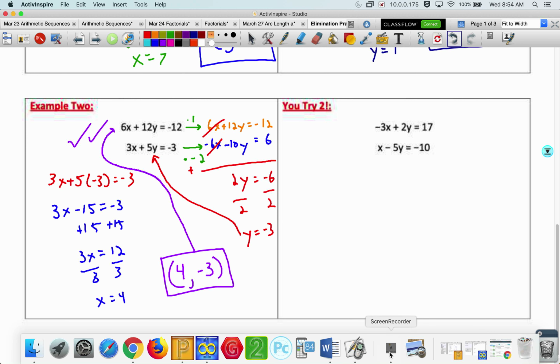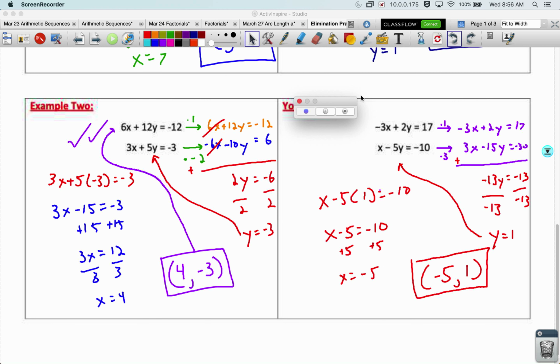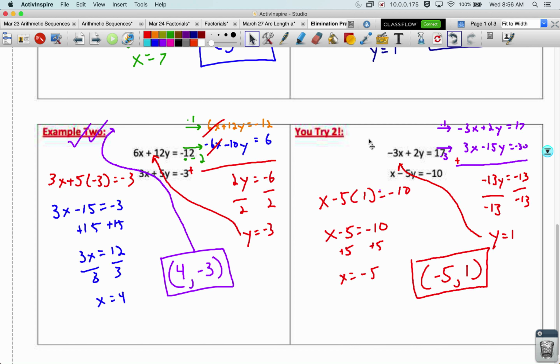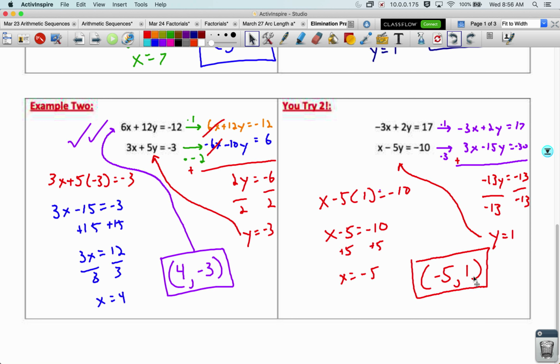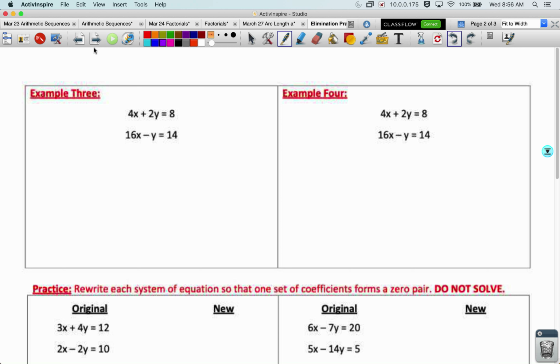All right, you go ahead and try this one here. I'll pause the video, do it myself. All right, did you get the answer of negative 5 comma positive 1? I used the second equation to solve, so let's double check the first equation here. Negative 3 times negative 5, that's a positive 15. Plus 2 times 1 is a 2, so 15 plus 2 equals 17. 17 equals 17. It checks out.